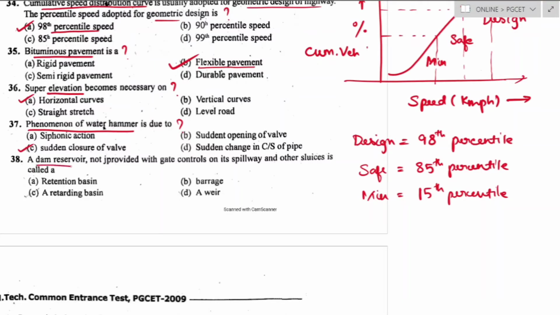Question number 38. A dam reservoir not provided with gate controls on its spillway and other sluices is called as. It is retarding basin. Option C is the right answer. Retarding basins are low-lying areas of land set aside to temporarily store storm water during heavy rain and reduce flooding. So option C is the right answer.